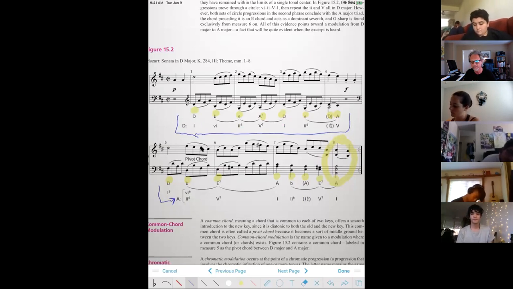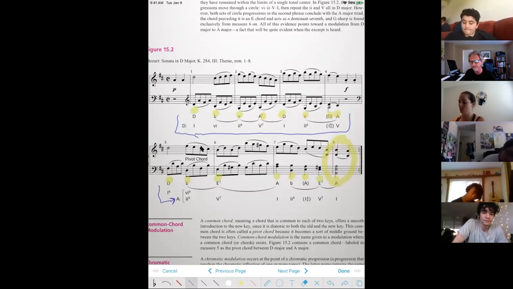Do they both have to be in root position? Oh no, it doesn't matter if it's an inversion. That doesn't matter. What matters is that they are in both keys that you're working with. Because you can't have a pivot chord if it doesn't belong in one key or the other.